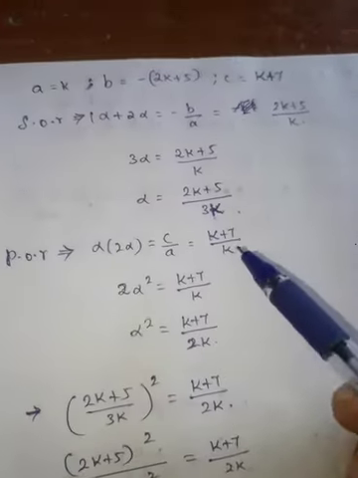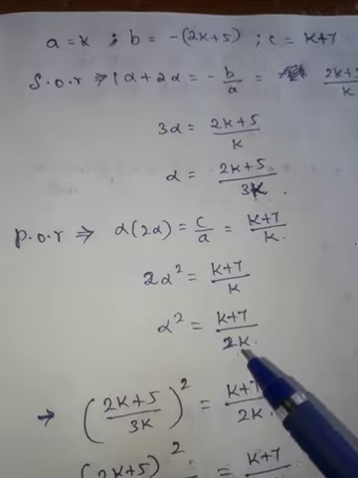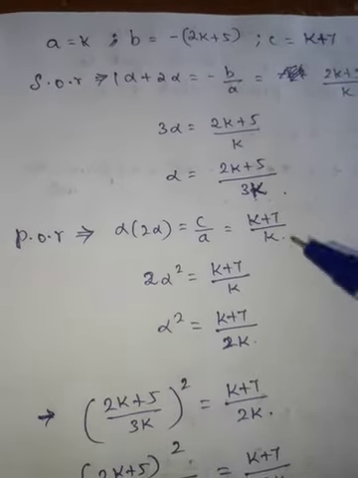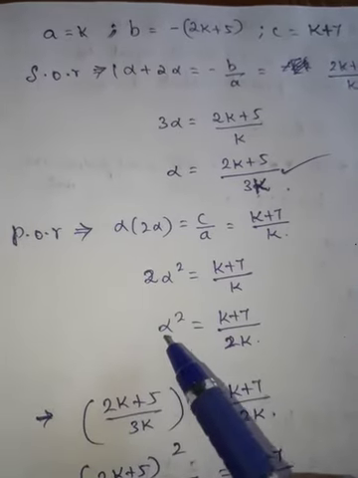C value is k plus 7 by k. So k plus 7 by k. So alpha square is equal to k plus 7 by 2k. So substitute in the alpha value here, which is an alpha value.